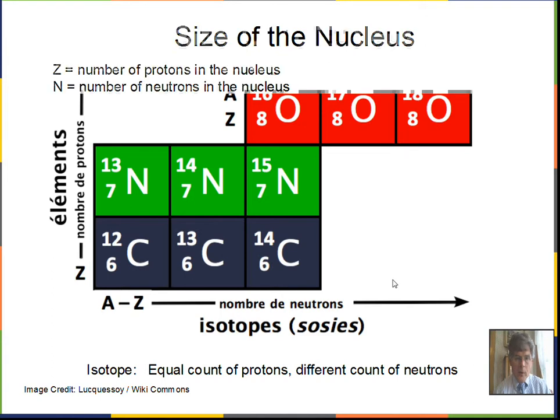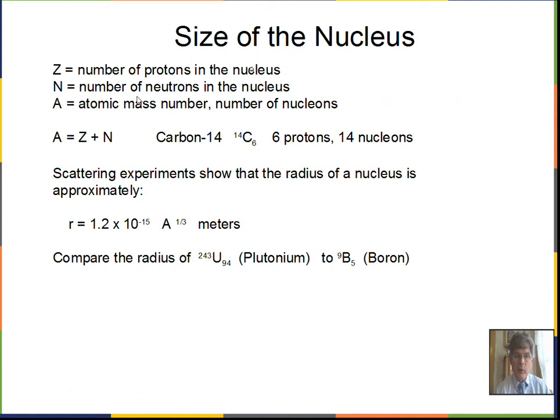So, the size of the nucleus. Again, these scattering experiments can be used to infer the size of the nucleus and how the bombarding objects are deflected. The pattern of their deflection gives an indication of the size of the nucleus. And in this notation, the important consideration for the size is the A value, the atomic mass number, which is a count of the number of nucleons. Again, we get that from Z, the number of protons, plus N, the number of neutrons.